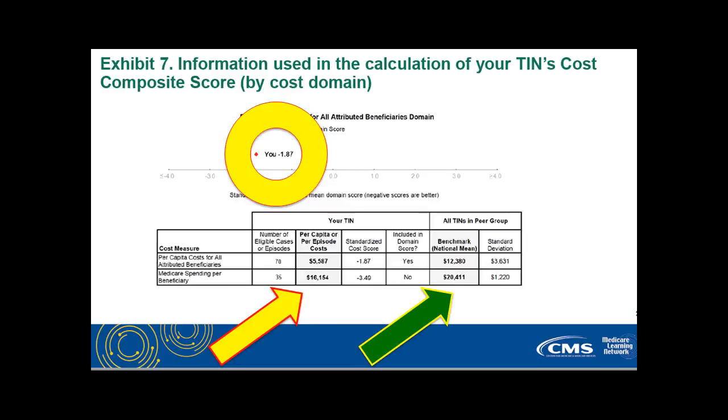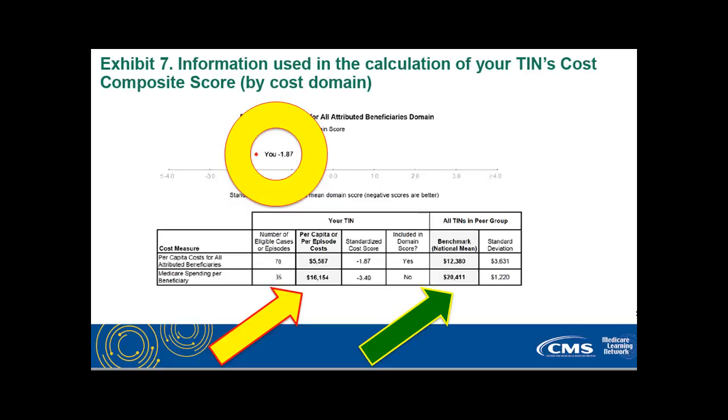So, highlighting that a bit, if we go back and look in a little further detail, you can see here in Exhibit 7, here's one bit of the information that was used in calculating this particular TIN's composite costs. So if we look at the cost measure, per capita cost for all attributed beneficiaries, in the yellow arrow, you can see that the per capita cost was $5,587, whereas the national benchmark was over $12,000.